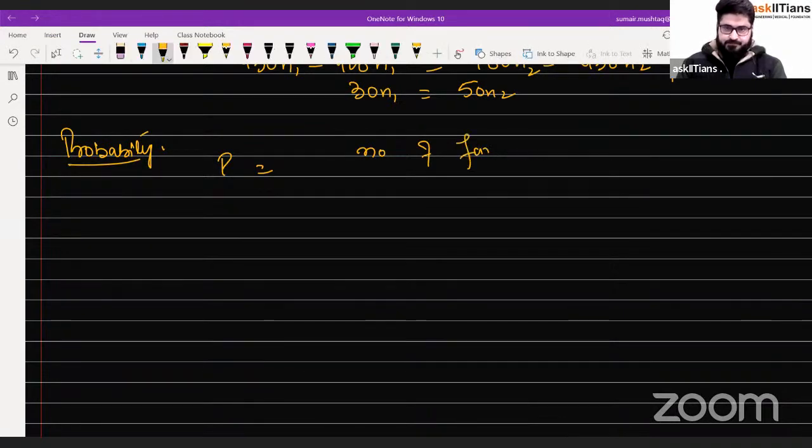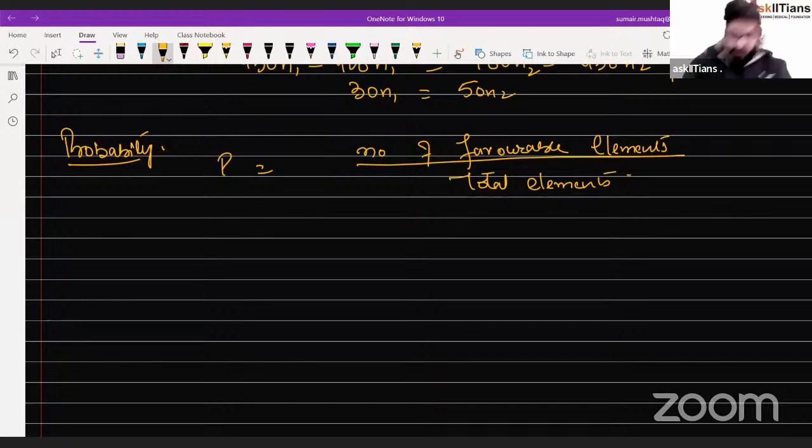Number of favorable elements divided by total elements, isn't it? And what do you mean by the sample space? I have taught this to you. What do you mean by sample space? Can anyone tell me?